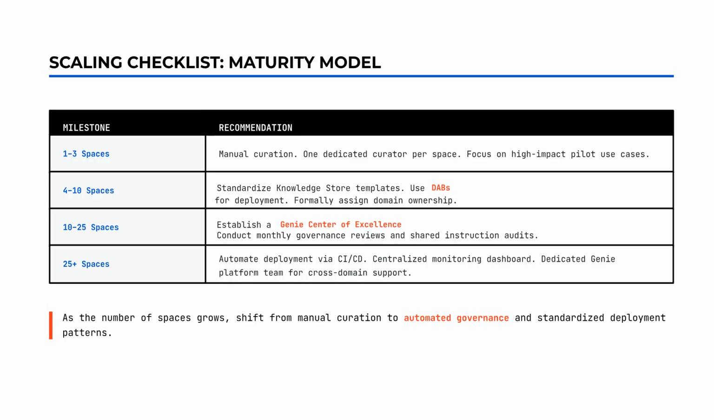Assign clear domain ownership. At 10 to 25 spaces, you should establish a formal Genie Center of Excellence, run monthly governance reviews, and create shared instruction libraries. Once you go beyond 25 spaces, full automation is essential. CI/CD pipelines, centralized monitoring dashboards, and even a dedicated Genie platform team to support cross-domain needs. The shift is simple. Move from heroic manual effort to scalable, governed processes.